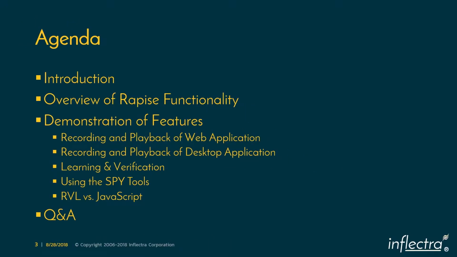In today's video, we'll be going through the functionality that Rapise provides, and then we'll be going into a practical demonstration of how you can record and playback a simple test of a web application. We'll then do the same thing for a Windows desktop application, and then we'll look into some of the more advanced automated testing features of Rapise, including how you can learn objects, how you can verify and perform checkpoints in the test, how you can use the spy tools to inspect the application, and then how you can use both the Rapise Visual Language or RVL for scriptless testing or JavaScript for code-based testing, or how you can even use a combination of the two for the best of both worlds. And after that, we'll have a Q&A.